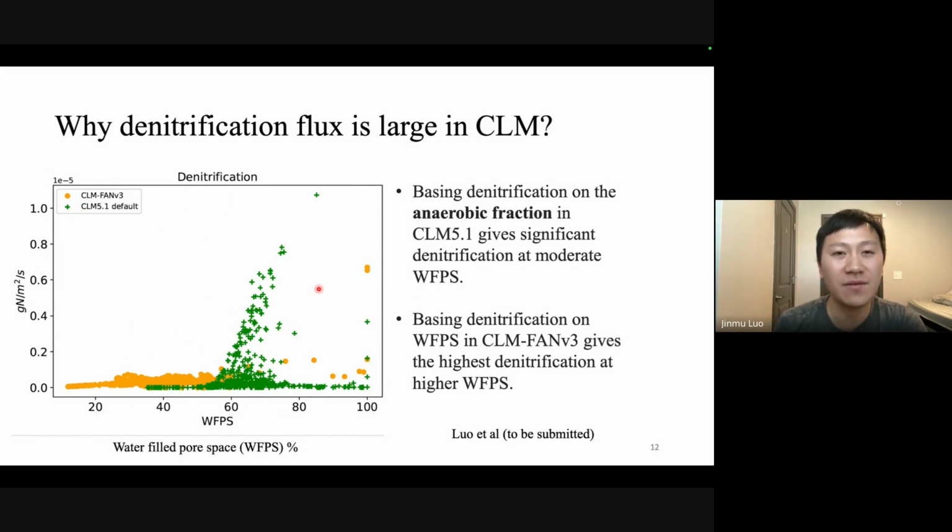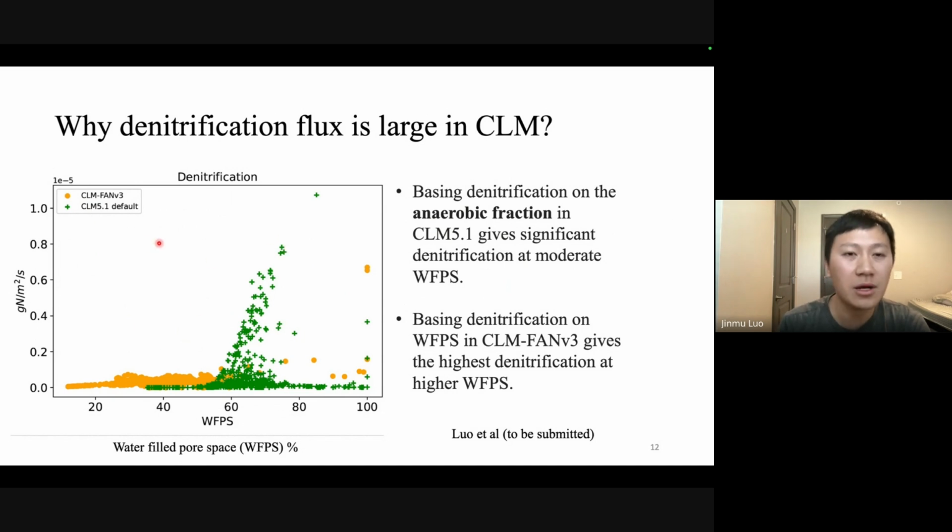So I have talked a lot about the leaching. How do we solve the denitrification problem in CLM? We remember that there's an overestimated denitrification problem in CLM, but unfortunately, we don't have any observations available to investigate this problem. So instead, we checked the model structure, and we found one maybe important function in the denitrification module in CLM that could cause this problem. CLM 5.1 uses the anaerobic fraction, and we found an alternative solution based on the WFPS.